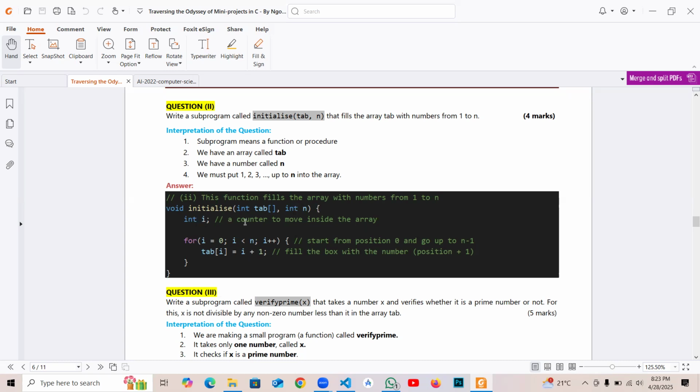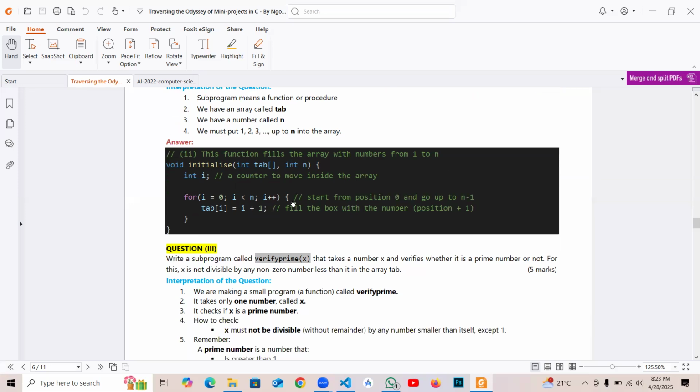Then i here is a counter to move inside the array. Then for i starting from 0, I'm just converting the algorithm to programming, and I'm not doing any strange thing anymore. The real work was to be done at the level of writing the algorithm. Now the algorithm was written, and we are just interpreting it into programming. So to fill the array using this function, we use the for loop starting from 0, and that number is less than n. I already told you why. We increment, tab[i] equals i plus 1. That is done.